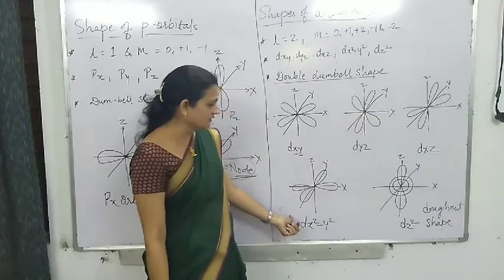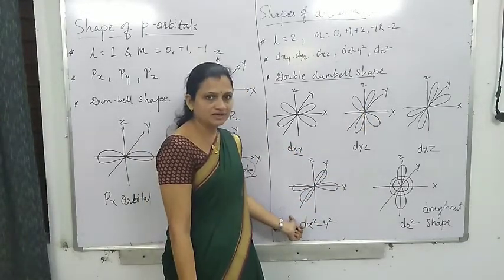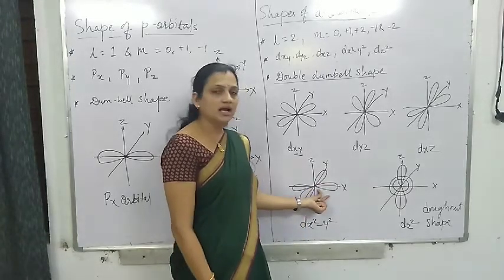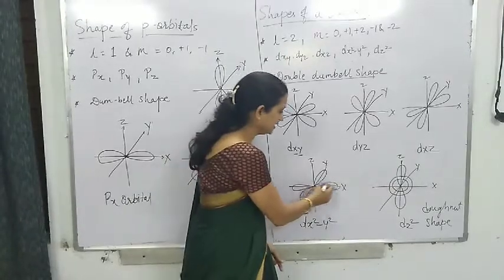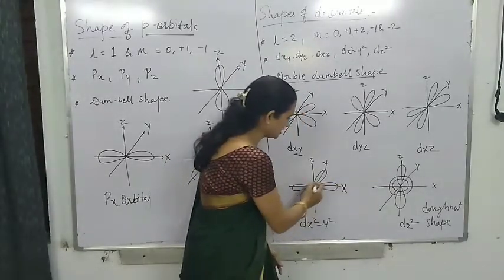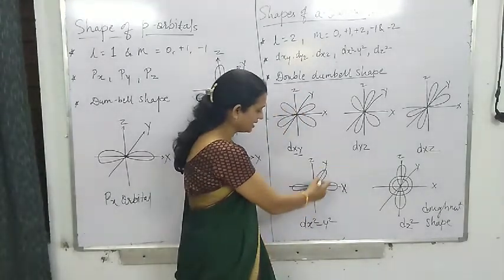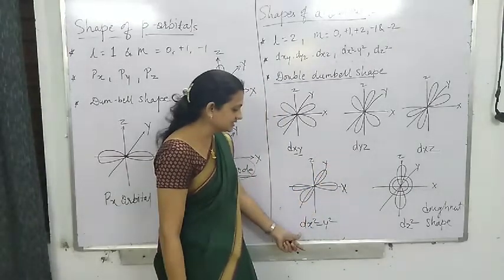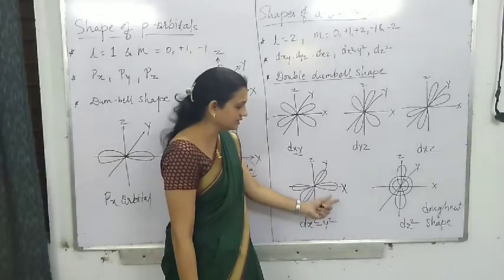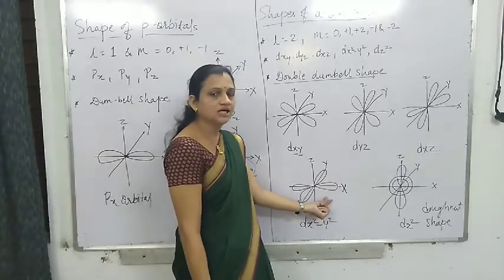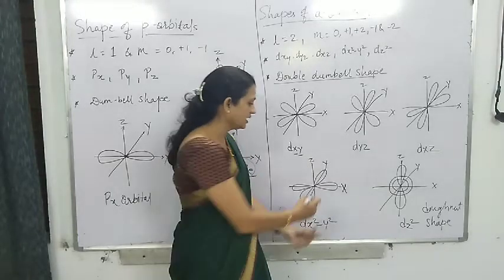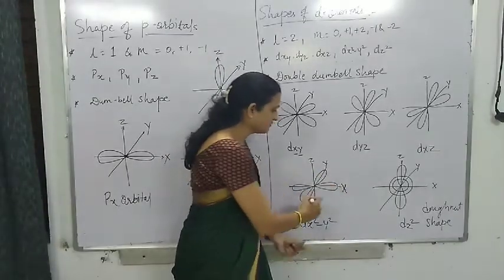Now in the case of x square minus y square, what happens? The 2 lobes are situated along the axis. Here, see, one lobe is situated along the x-axis and another lobe is situated along the y-axis. Therefore for this dx square minus y square, which we will show separately, the 2 lobes are situated along the x and y axis.